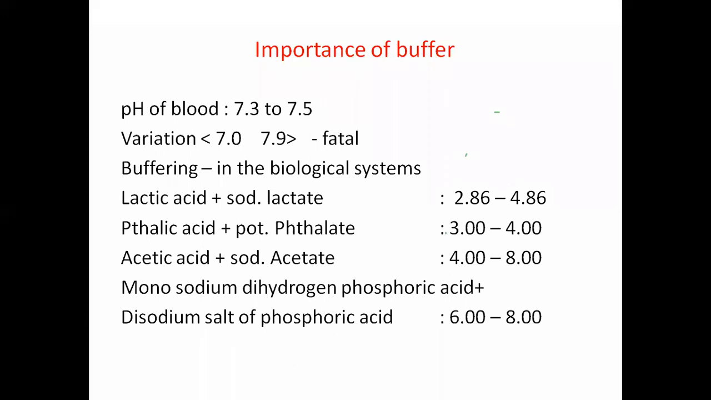The commonly used buffers in our laboratory are lactic acid and sodium lactate, which is used to buffer in the range 2.86 to 4.86, and phthalic acid and potassium phthalate, which is used between pH 3 to 4. Then acetic acid and sodium acetate, 4 to 8, and also monosodium hydrogen phosphate and the disodium salt of phosphoric acid, 6 to 8. So these are the various buffers which are used.